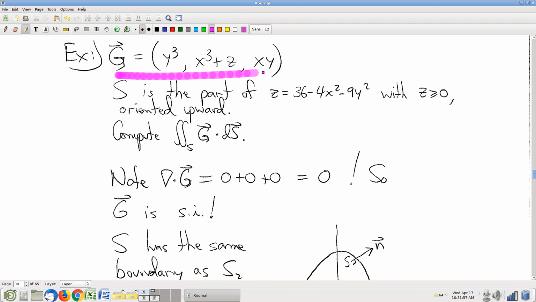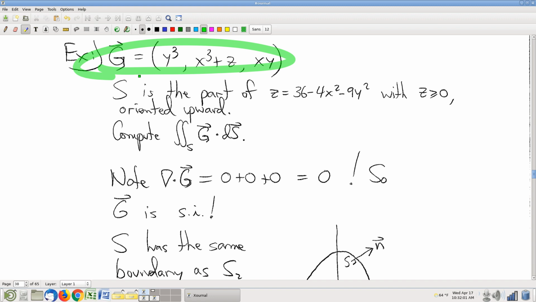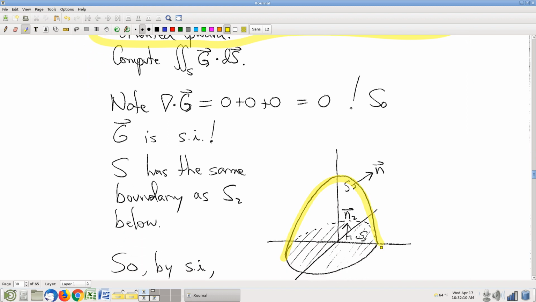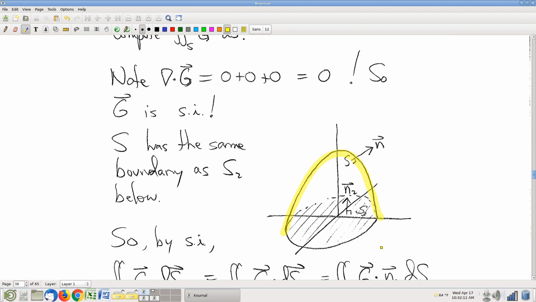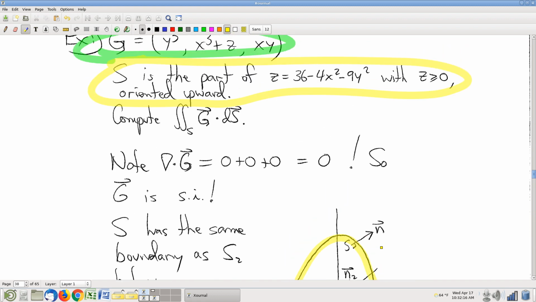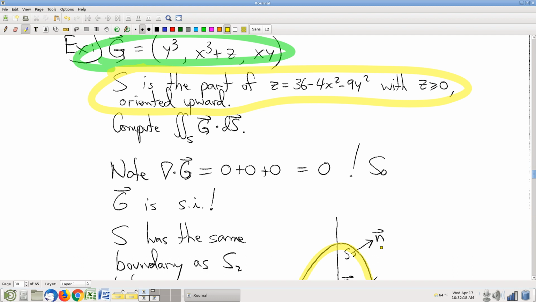Here's a vector field. Whoops, I wanted to change the color. Here is a vector field. Here is a surface, and here's a picture of the surface. It's a highly curved surface, an upside-down paraboloid, the part of this paraboloid that's above the XY plane. And given that surface and this vector field, I would like to compute the flux.